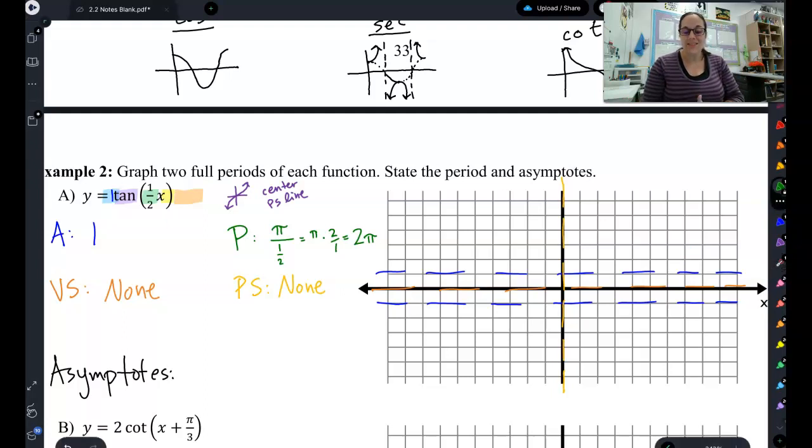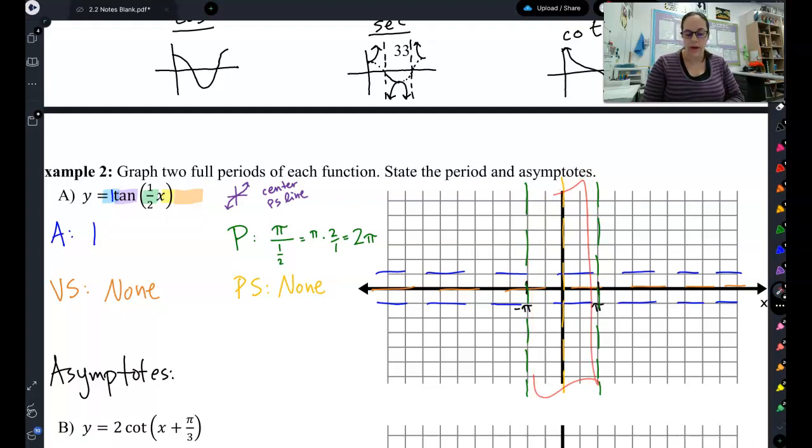So if I want to center 2 pi around this line, I'm going to go pi this way and pi that way. And that will give me 2 pi from side to side. And this is the box I need to fit my tangent graph in. Notice it is centered on the yellow line.